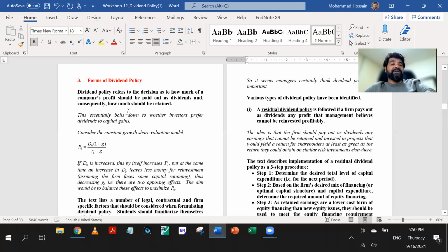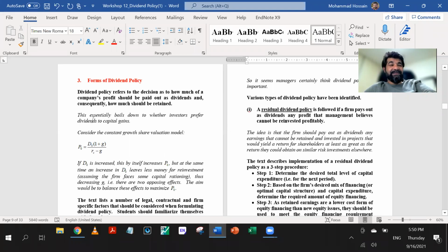Now, forms of dividend policy. There are different dividend policies out there. Dividend policy refers to a decision. In this case, we will say that dividend policy is how much of the company's profit should be paid out as dividend and how much will be kept as retained earnings. Okay. That is the dividend policy.